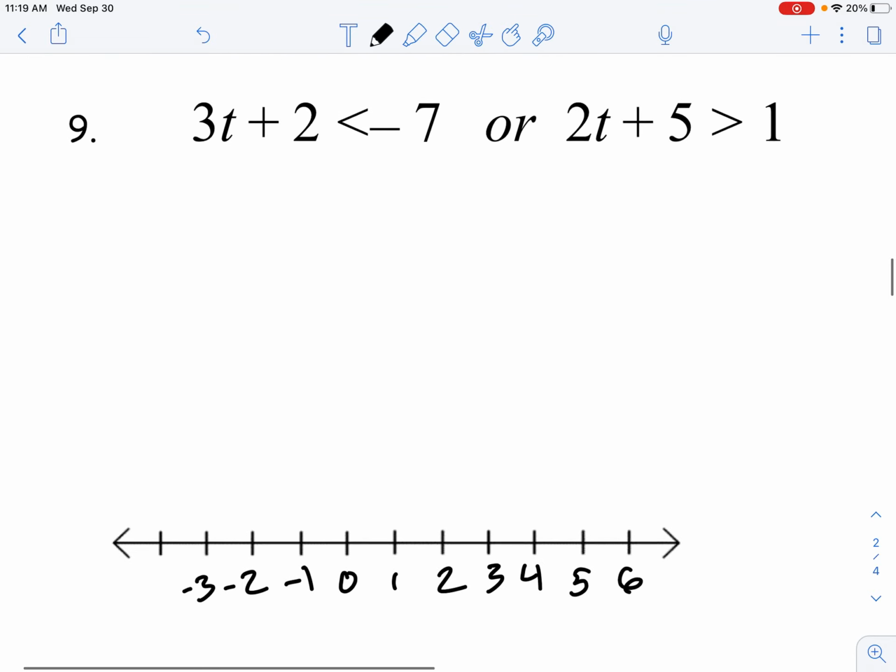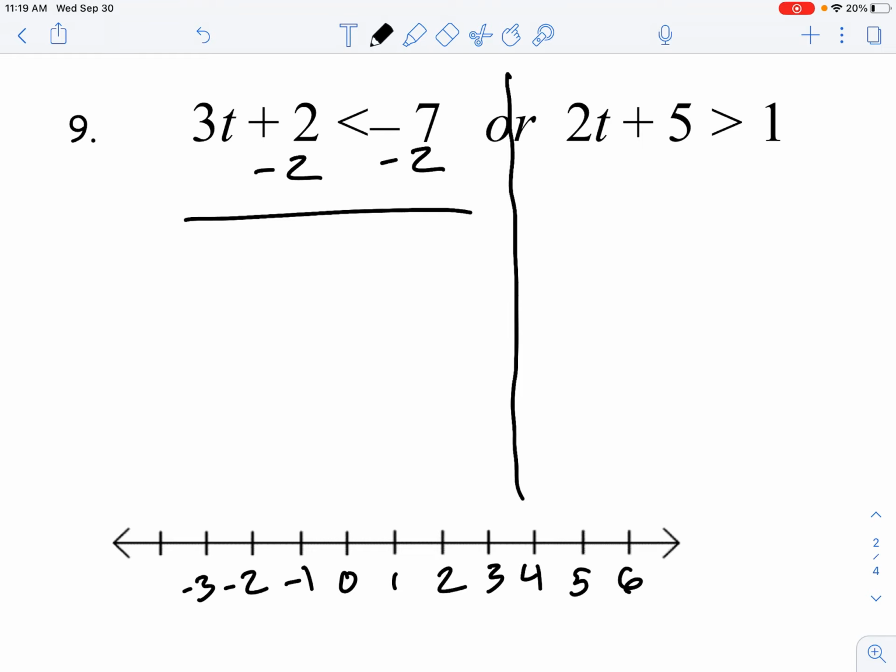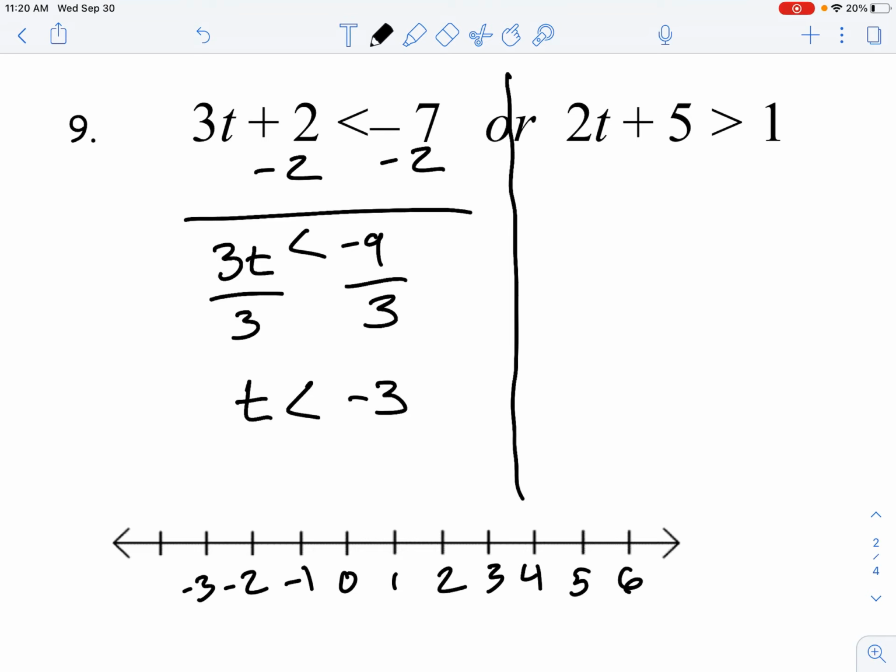All right, now we have an OR problem. So again, we're just solving these separately. These are separate inequalities. If you want to draw a line right down the middle and do them separately, that's a good way to think about it. So minus 2, 3t, keeping the sign the same, negative 9, divide by 3, divide by 3, we get t is less than negative 3. Over here, we're going to minus 5 on both sides. We'll get 2t, negative 4. Divide by 2 on both sides.